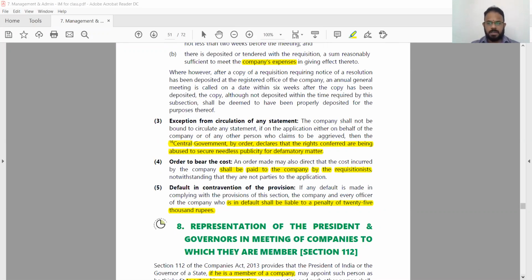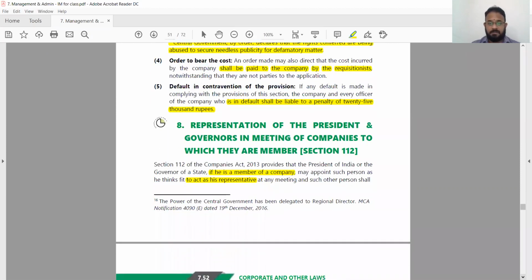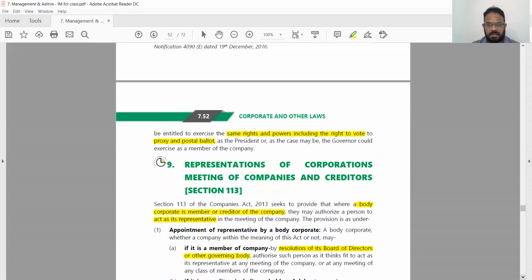Guys, I was already talking about the representation of the president and governor being a member. If they are members of a particular company, will they come directly, or will they ask somebody else to come? They will not be able to come directly. As you know, they are the first citizen of India, and the governor of a state will be very busy in dealing with every particular company. If he is a member of the company, he will appoint a person as a representative. It is not a proxy, it is a representative, because they are big people. So they appoint a representative, and the representative will do all the activities based on the rights already available to the president or governor.